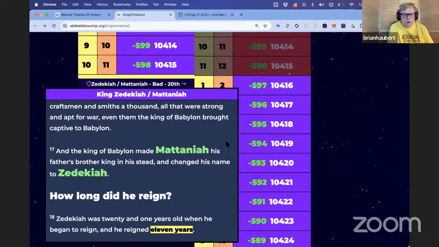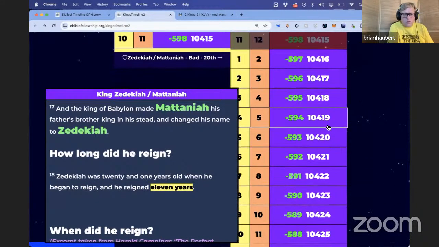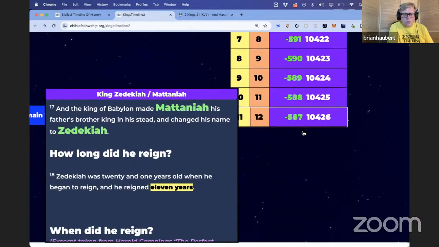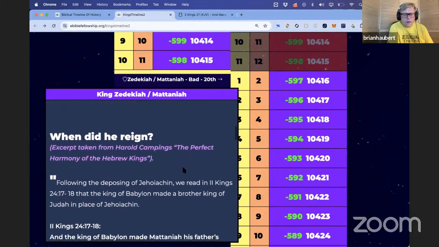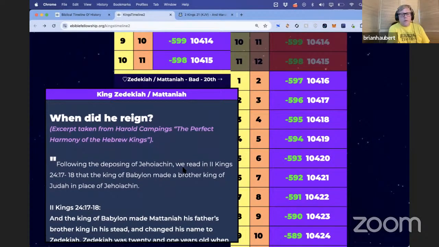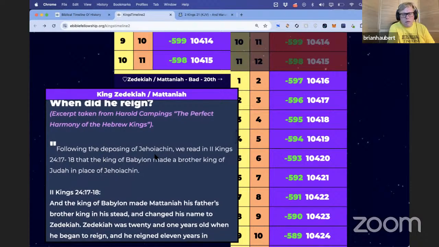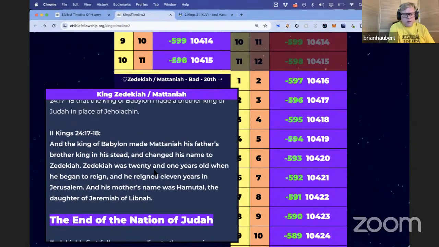And how long did he reign? In verse 18, Zedekiah was 21 years old when he began to reign, and he reigned 11 years. Okay, so when did he reign? Again, this is an excerpt from Camping's book. Following the deposing of Jehoiachin, we read in 2 Kings 24, verses 17 and 18, that the king of Babylon made the brother of the king of Judah in place of Jehoiachin.